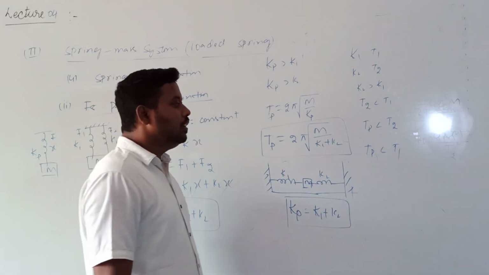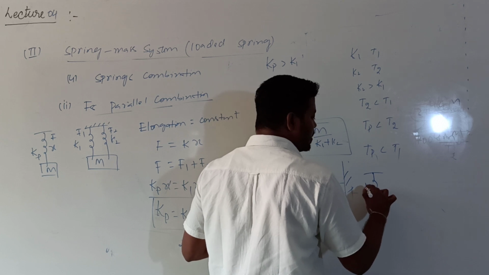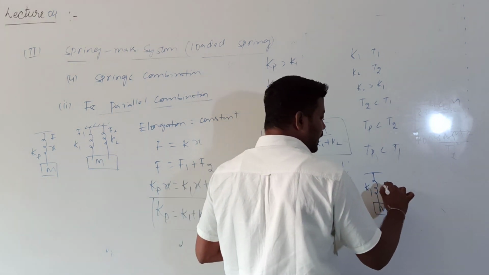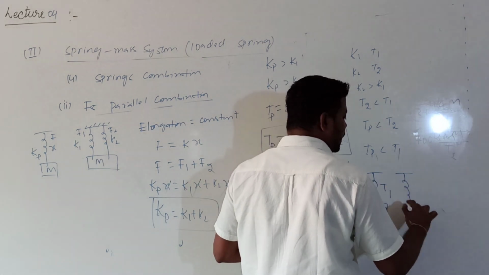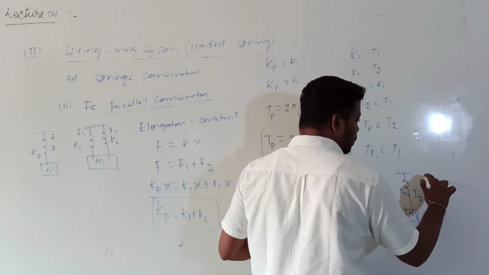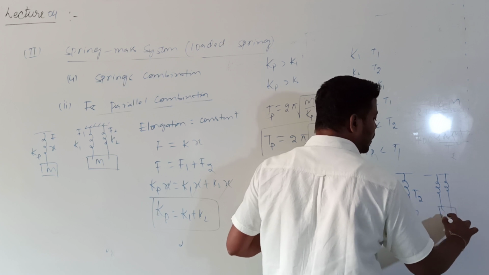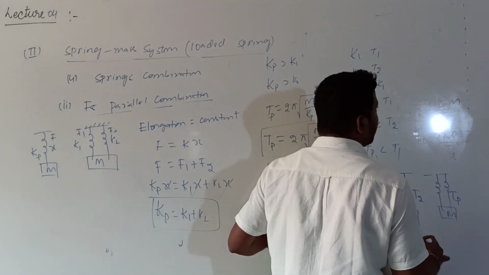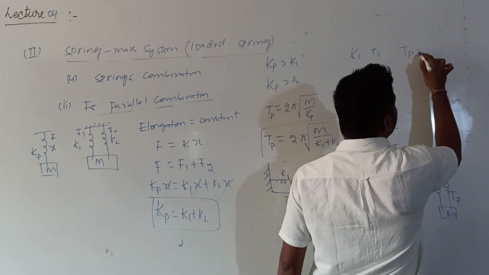Okay? So the next point is, in this only, the first spring of spring constant K1 is connected to the block of mass M, and the time period is T1. When the second spring of spring constant K2 is connected to the same block, the time period is given by T2. Now, when the two springs are connected in parallel to the same block, the time period is given by Tp. So that time you will get the formula for Tp.